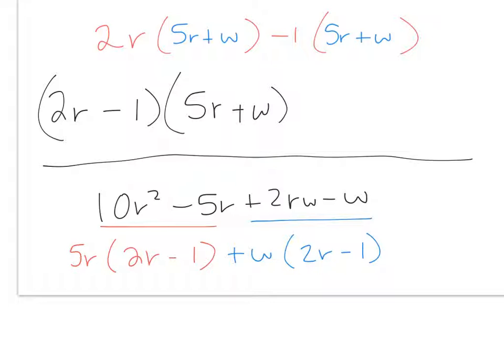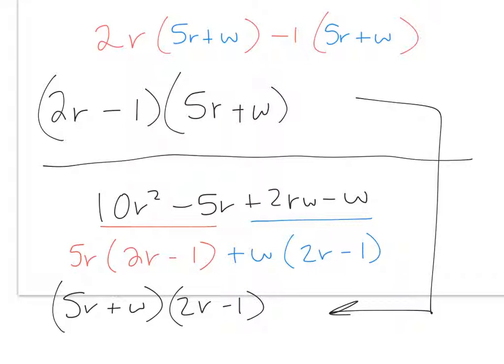Earlier, 5r plus w is repeated. But in the end, multiplication is commutative. So the answer I'm going to get from this is going to be the same thing. I'll write 5r plus w and 2r minus 1. But these are exactly the same thing. Okay, it does not matter which order I write them in because it's multiplication, which is commutative.